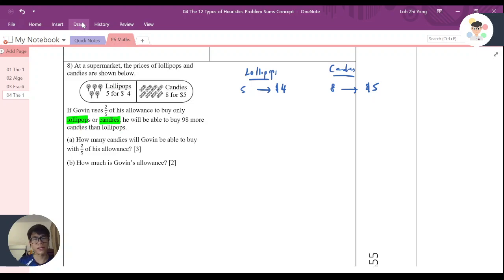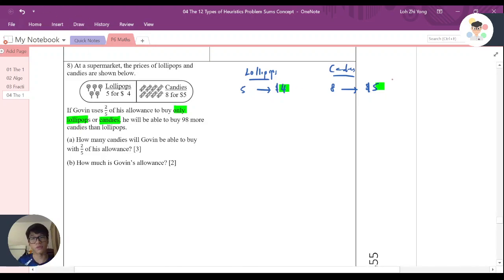Now, you need to understand one thing. The question says that if he is going to buy only lollipops or candies, it means that no matter whether he buys lollipops or candies, it will only use up 2/5 of his allowance. It means that the price he used to buy something is the same. You get what I mean? Because they say buy only lollipops or candies, and it's all using 2/5 of his allowance. "Or" means either one, so the prices here are expected to be the same. This is a trick for this question.